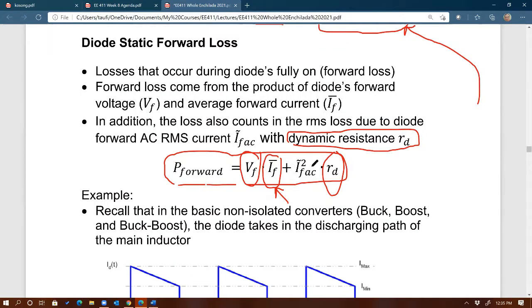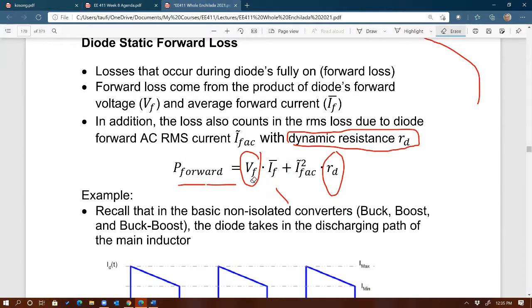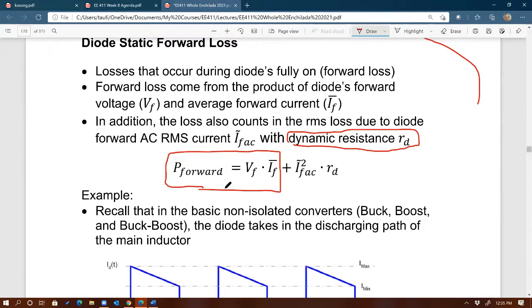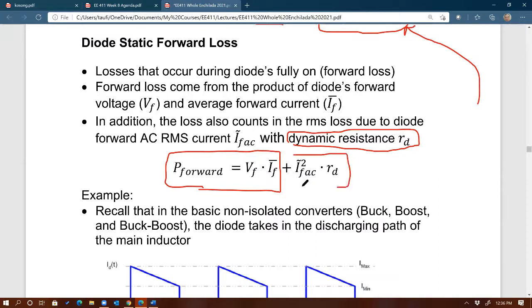And then the second part, which I don't usually include in the first pass of a loss estimation. When I do a first pass approximation of loss in a DC to DC converter, I typically include just the first part right there. But once I finish with the first pass, typically an efficiency estimation, then the second phase of estimating efficiency more accurately is by including the second loss right there.